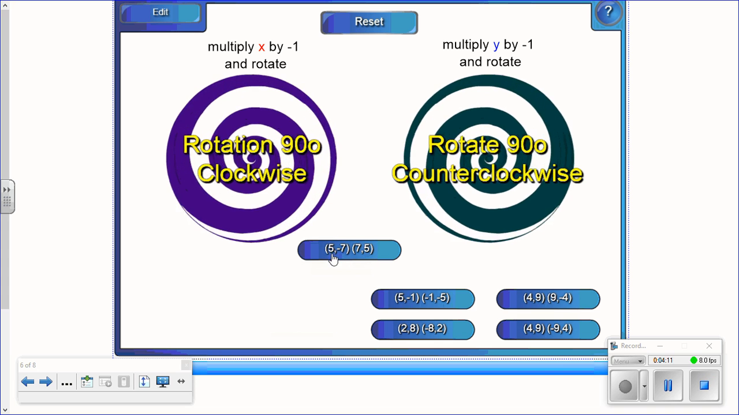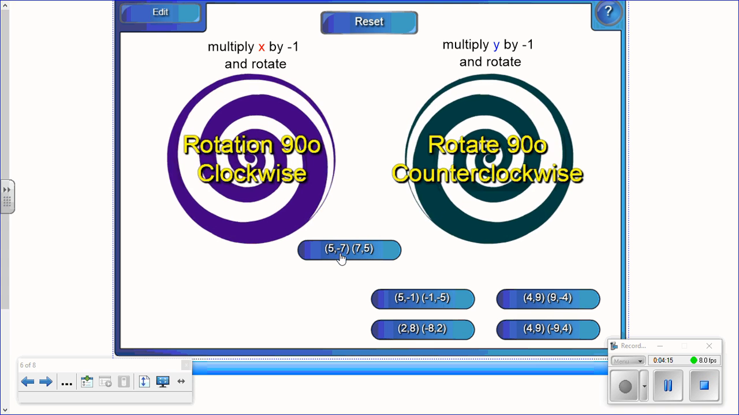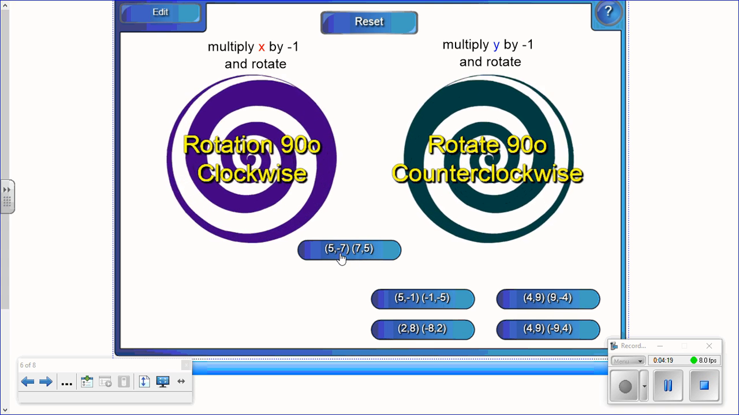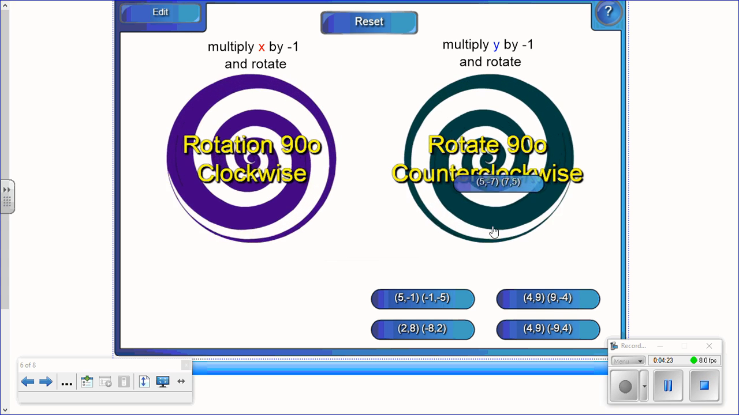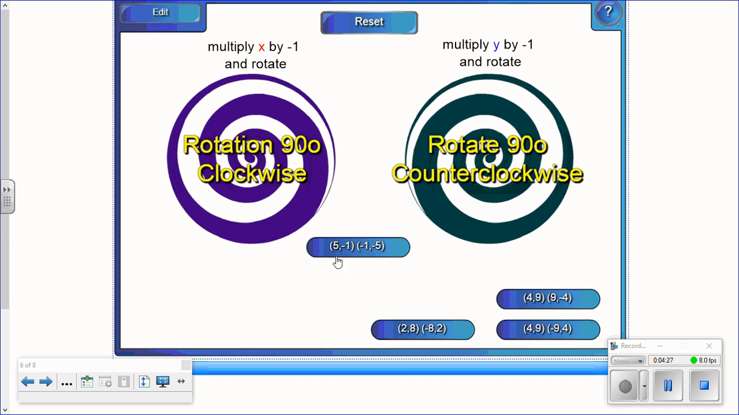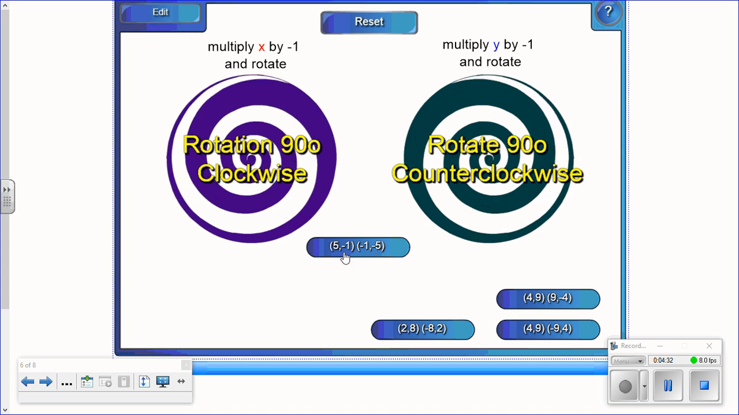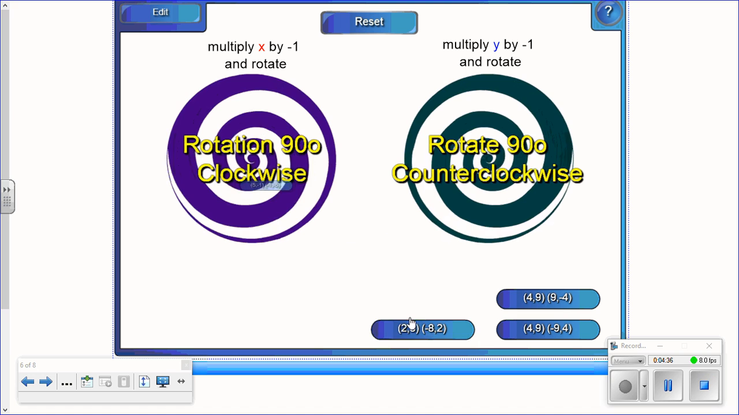In this one, we have 5, -7, and then it goes to 7, 5. So it's the 7 that was negative, now it's positive. So -1 times -7 is positive 7. So it's the y that was multiplied. So it's a 90-degree counterclockwise. In this one, we go from 5, -1 to -1, -5. So it's the first number, the 5, that was multiplied by -1.